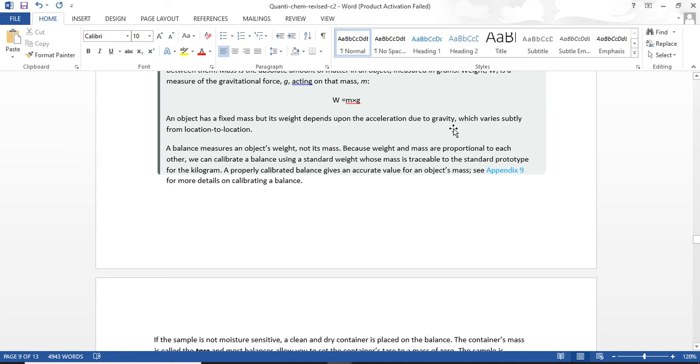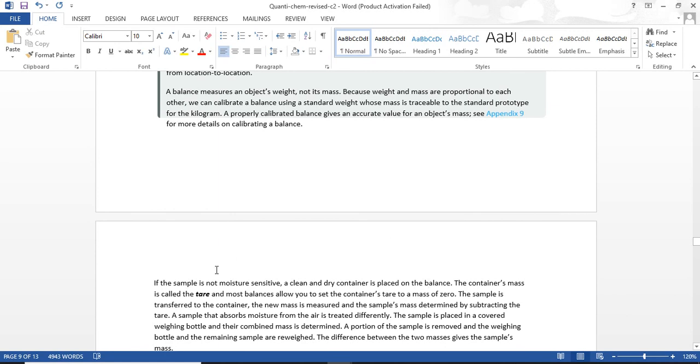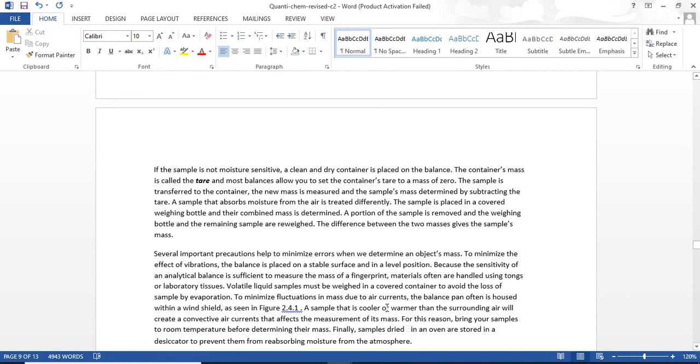An object has a fixed mass, but its weight depends on the acceleration due to gravity, which varies by location. The balance measures an object's weight, not its mass, because weight and mass are proportional to each other. You can calibrate a balance using a standard weight whose mass is traceable to the standard prototype for the kilogram. A properly calibrated balance gives an accurate value of an object's mass.